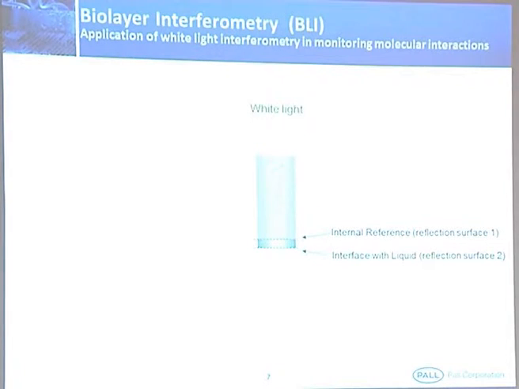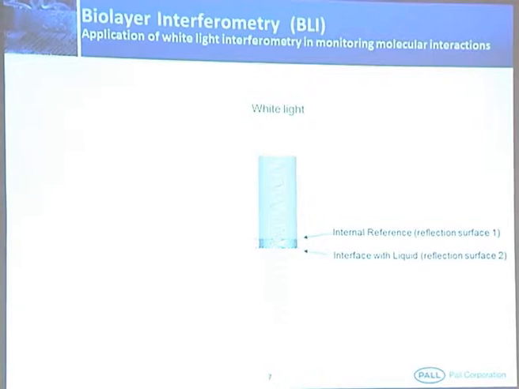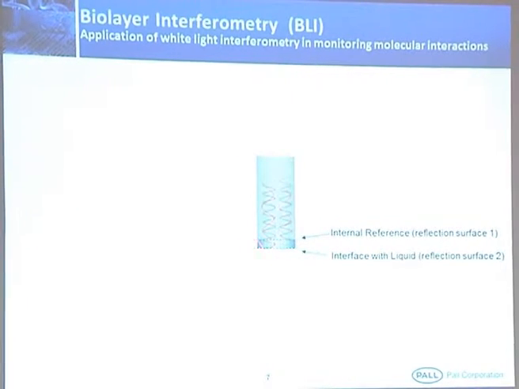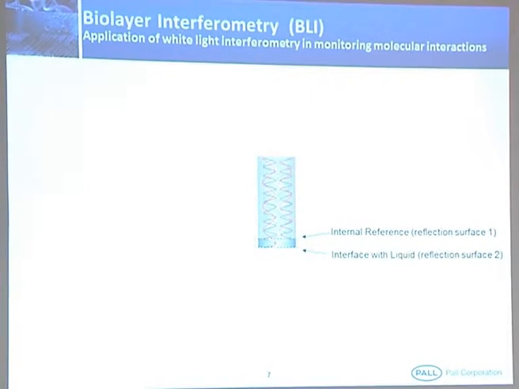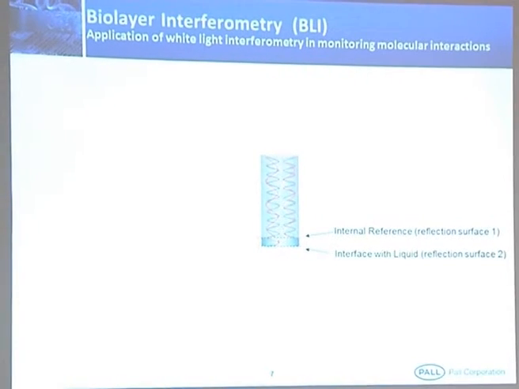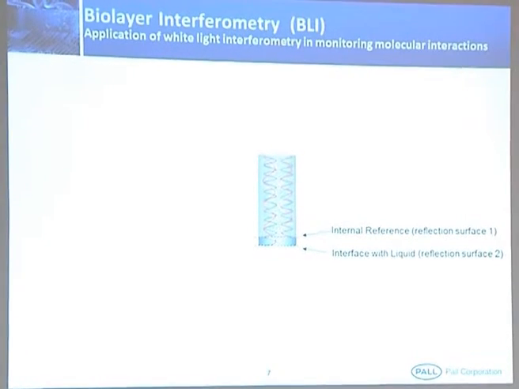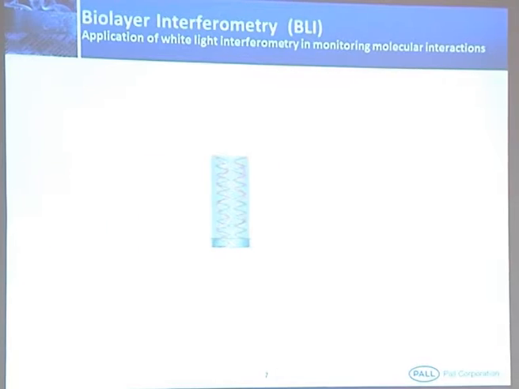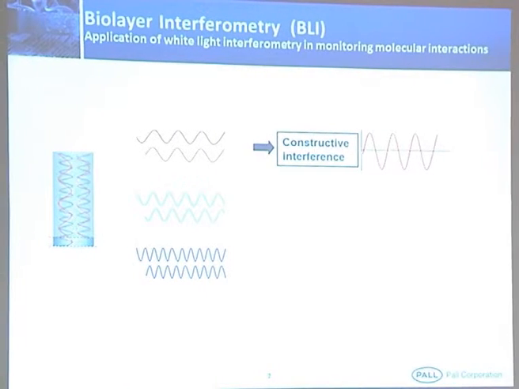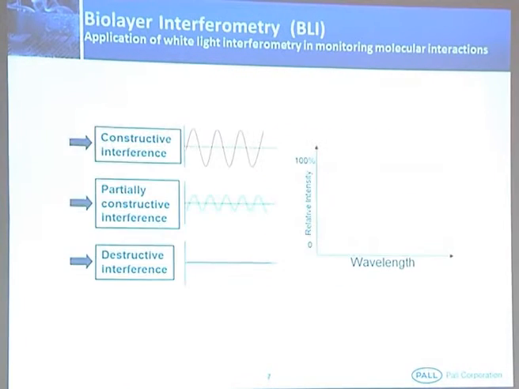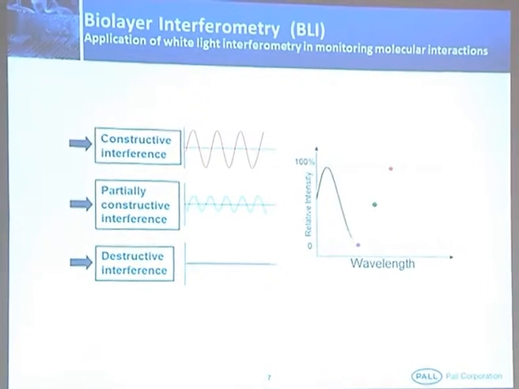I am passing a white light. Light gets reflected back, one from the internal optical layer due to the matrix, another from the ligand end. So, you can see that these waves show constructive as well as destructive interference. Constructive interference makes the signal rise, destructive interference makes the signal drop.